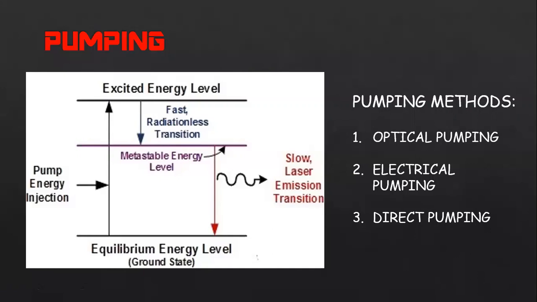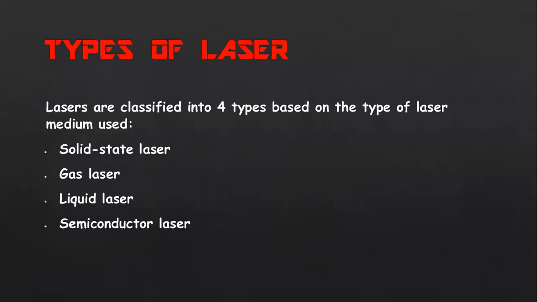Now, since we understand the basic working principle of a laser, we can go forward and understand the types of laser classification. So lasers are classified into four types based on the type of medium used. These are solid state laser, gas laser, liquid laser, and semiconductor laser.